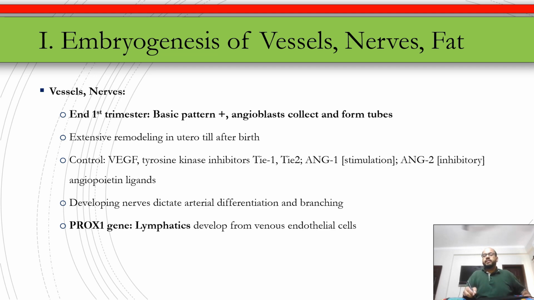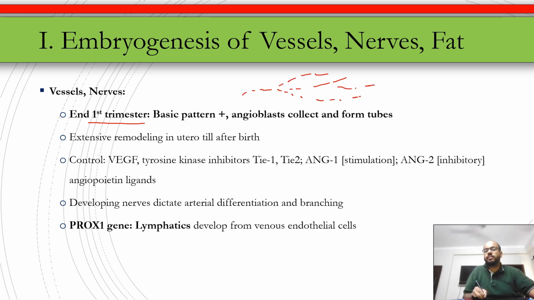Now, for vessels, nerves, and fat, this is the easiest part. At the end of the first trimester, a basic pattern has been formed. A basic pattern of arterial differentiation and branching has been formed. Along these branches, angioblasts, which are the precursor cells, will accumulate, collect, and proliferate to form rods.